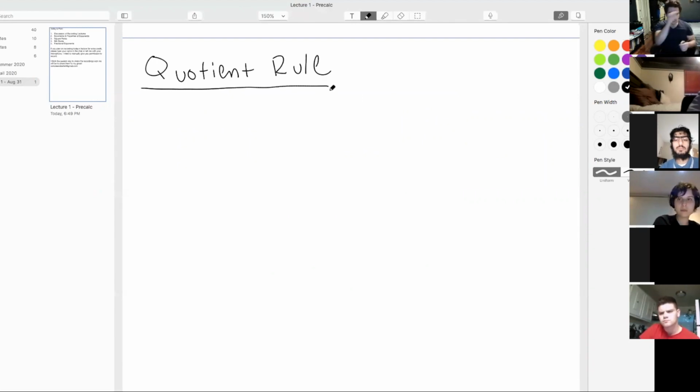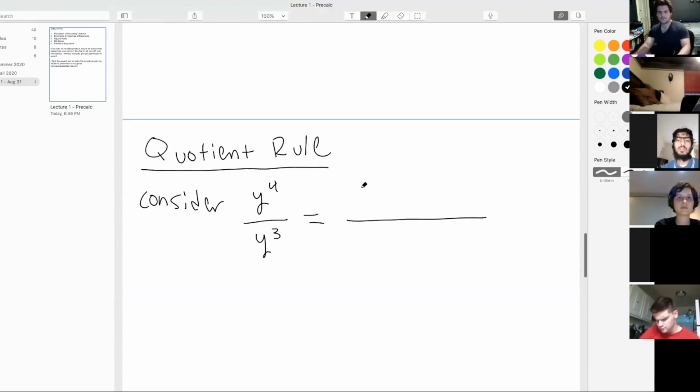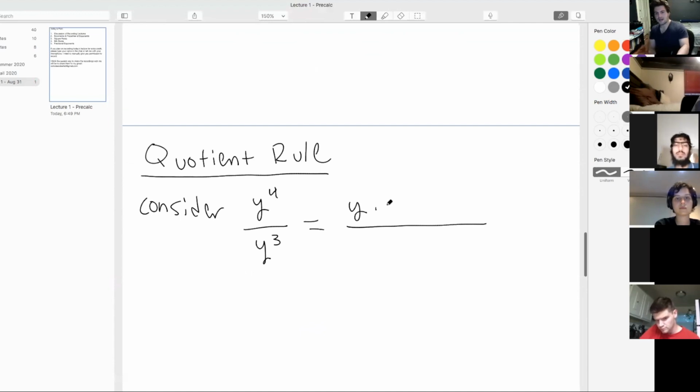All right, anyways, so let's just look at some motivation like what we did with the last one. So let's consider y to the 4th. So we're doing a quotient, which means we're going to be dividing numbers. Let's look at y to the 4th divided by y to the 3rd. Well, if I just write this out in an expanded form, this is y times y times y times y in the numerator, because that's the definition of y to the 4th, just y multiplied by itself 4 times.